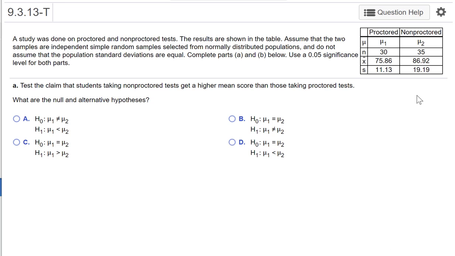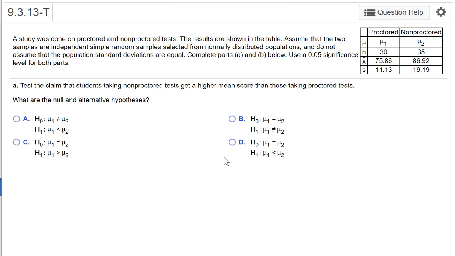Okay, so we're given the proctored mean versus the non-proctored mean. For the proctored, we have an n of 30, a sample mean of 75.86, and a sample standard deviation of 11.13. Non-proctored, we have an n of 35, a sample mean of 86.92, and a sample standard deviation of 19.19. Okay, so let's test the claim that students taking the non-proctored test get a higher mean score than those taking the proctored test. Let's state the null and alternative hypotheses.